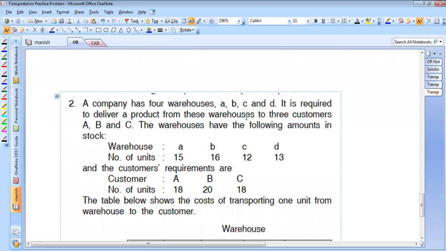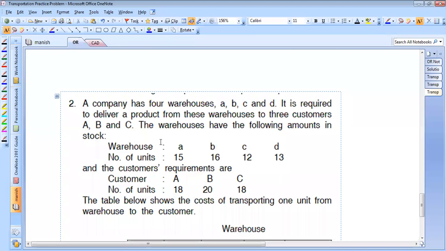So earlier what we discussed is we had a company, and the company has a factory, and from the factory to warehouse they are transporting. Now this is somewhat the other end. From the warehouse they are sending it to the customers or the retailers. So from warehouse it is going to retailers.